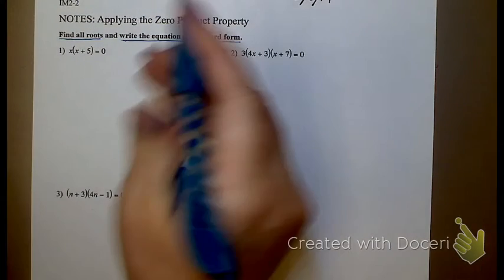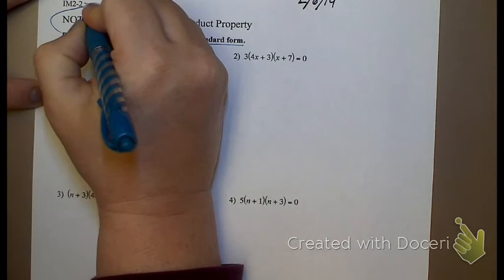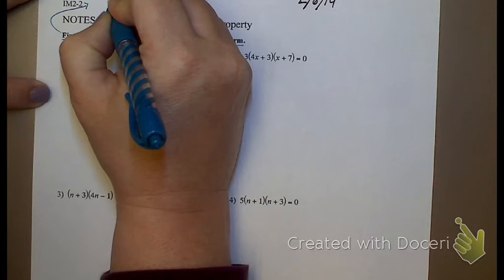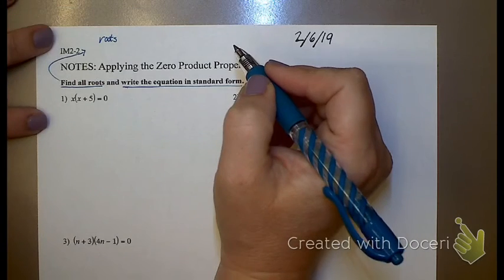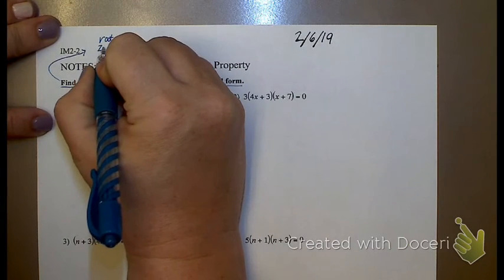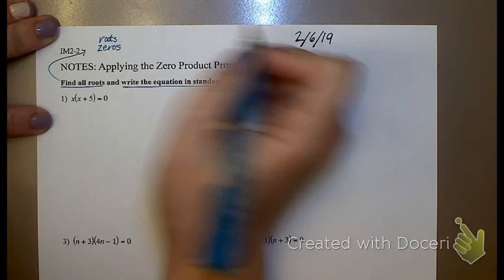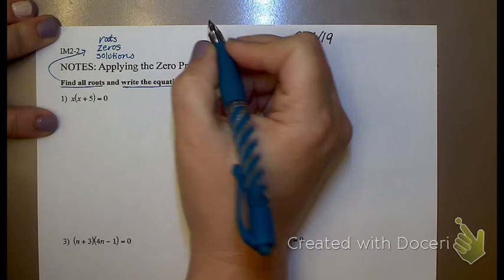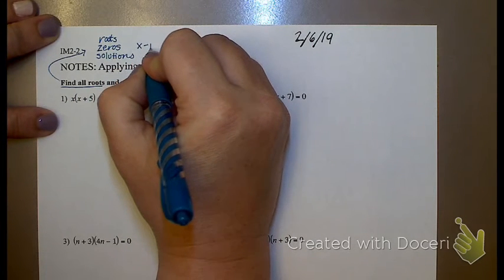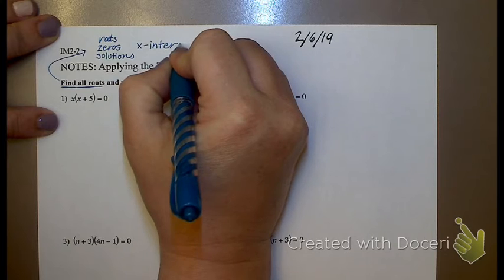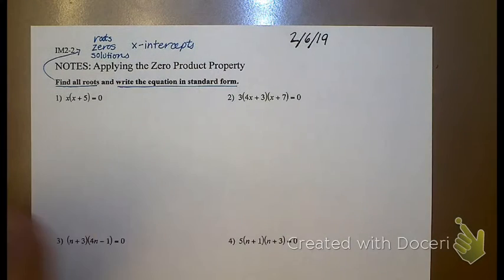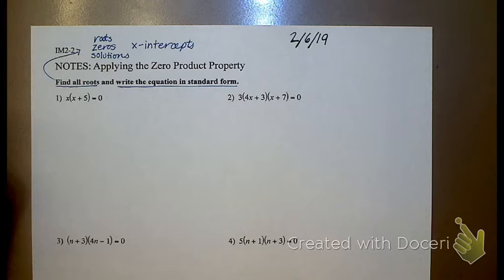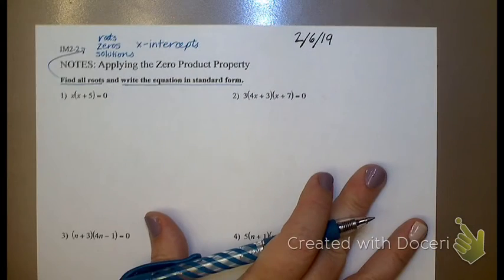When you are finding roots, I want to make sure that we are aware roots are also sometimes called zeros, are also sometimes called solutions, and even in some cases are called x-intercepts. I want to introduce you to all four of those terms because they're all asking you to do the same thing. Whether it says find the roots, find the zeros, find the solutions, find the x-intercepts, it's asking you to do the same thing. So we're going to start off with that.